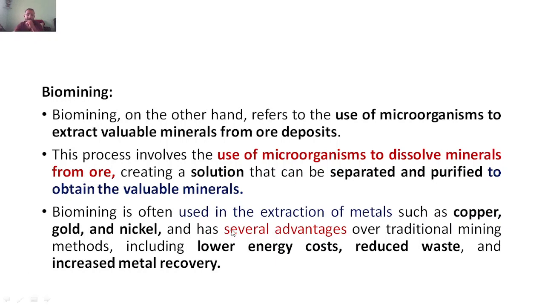So biomining is often used in the extraction of metals such as copper, gold, and nickel, and has several advantages over traditional mining methods, including lower energy cost, reduced waste, and increased metal recovery. So it is used for extracting many metals, specifically the valuable ones. These metals are copper, gold, and nickel. It has some advantages over the normal methods also. What are those? Lower energy cost, reduced waste, and increased metal recovery.